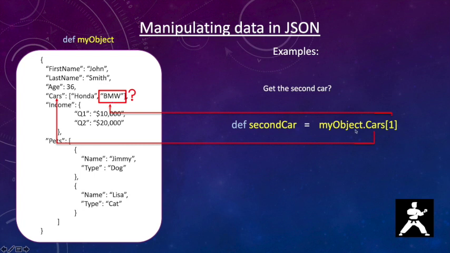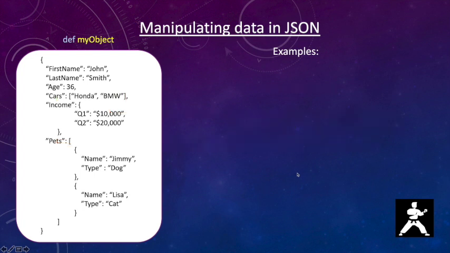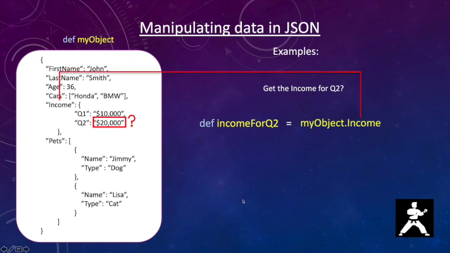So we have myObject.cars, then we put square braces, and we put the index of our value in the array. Moving on, how to get the income for Q2? So we need to get $20,000. Pretty easy. So we define the variable. Then we call myObject.income to get the key for the next object. And then we put .q2 to get the value of $20,000.